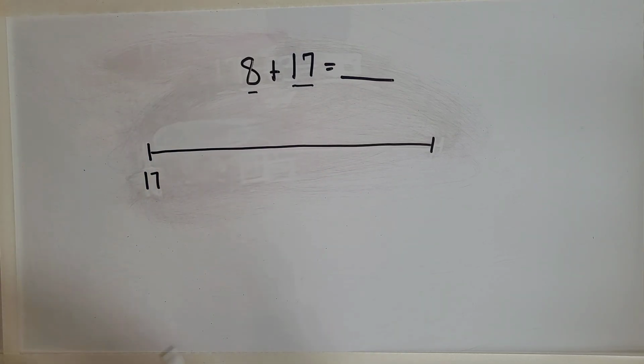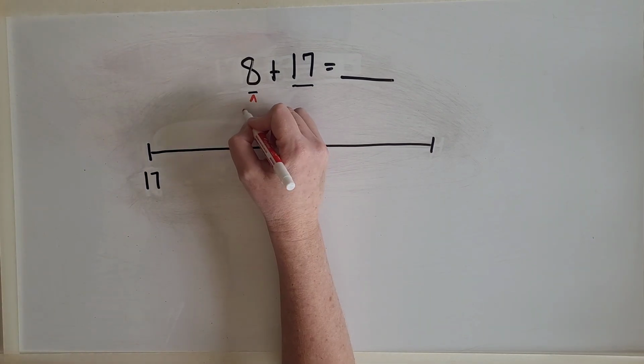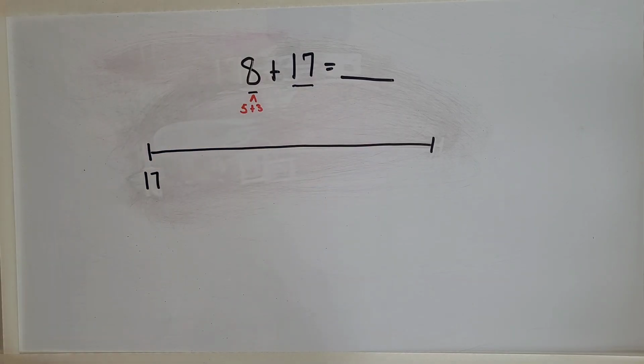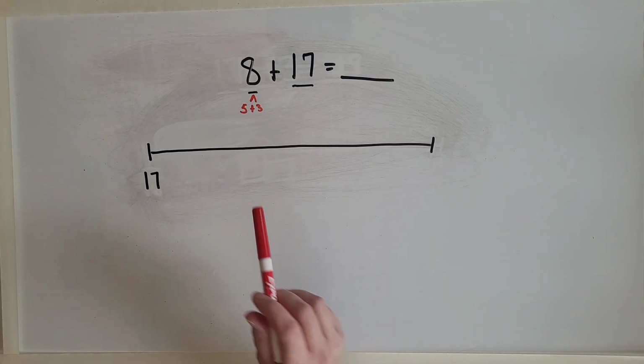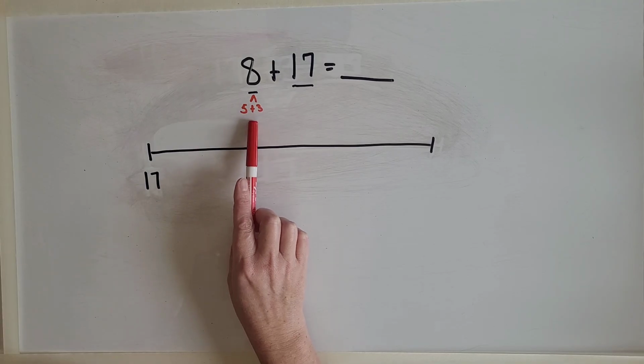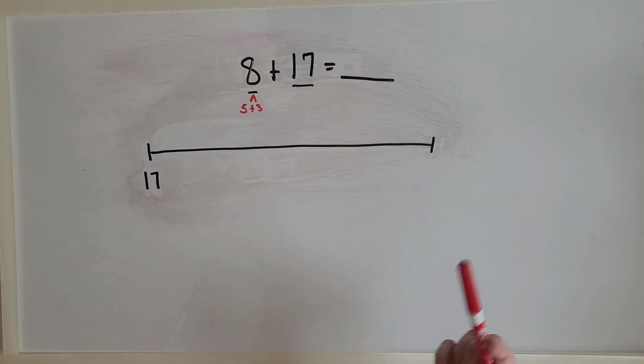Now some kids will take 8 hops of 1, and that's fine. But again, we're looking for efficiency. So many kids know that 5 plus 3 equals 8, or 4 plus 4 equals 8. And they can break that number, they can decompose that number into smaller, more manageable chunks. So from here, we would want our kiddos to be able to make 2 hops, one of 5 and one of 3, to get the total of 8, rather than hopping 8 times.